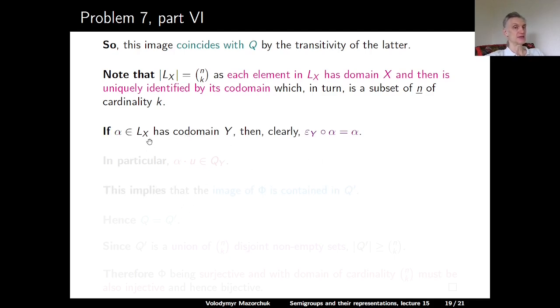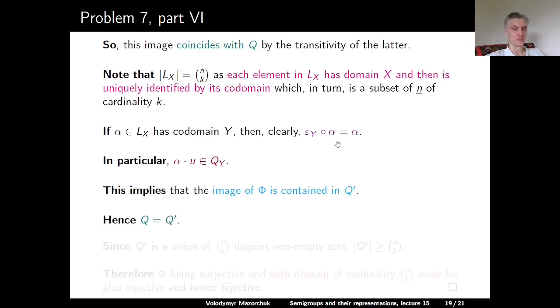Next, if alpha is an element of L_X with codomain Y, then of course epsilon_Y after alpha is alpha. So in particular, alpha applied to u belongs to Q_Y. And this implies that the image of phi is contained in Q'. And so, since the image of phi is the whole of Q, then Q is equal to Q'.